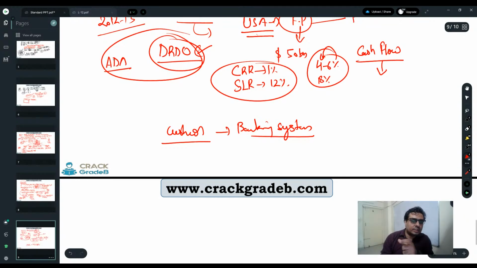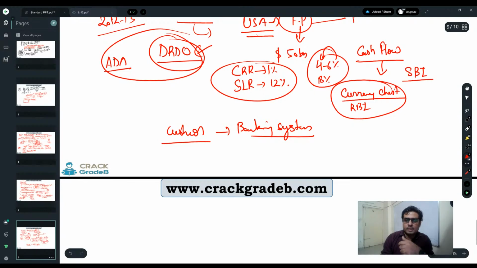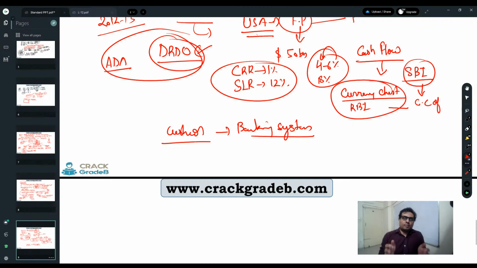When I explained CRR, I told you about the currency chest of the RBI. Wherever the RBI has its office, it has a currency chest, and if the RBI is not present there, SBI or any public sector bank does. If SBI is not there, then a public sector bank; otherwise SBI is always available. Where the RBI is not available, the CRR current account is opened in the currency chest of SBI. So cash is always available.